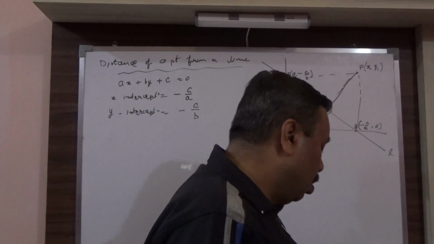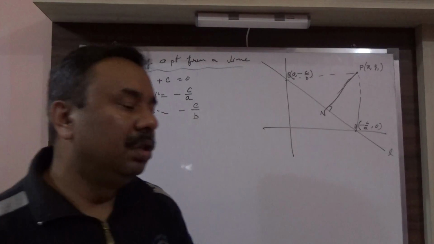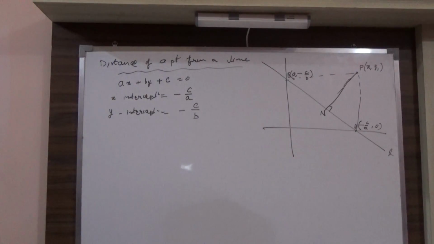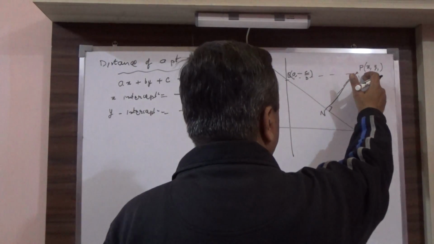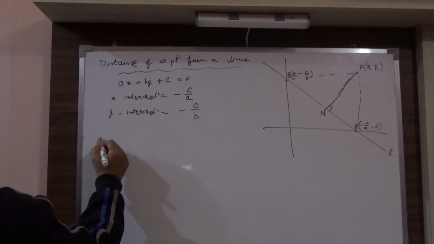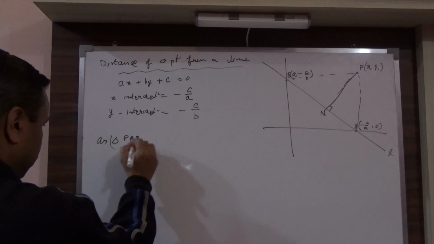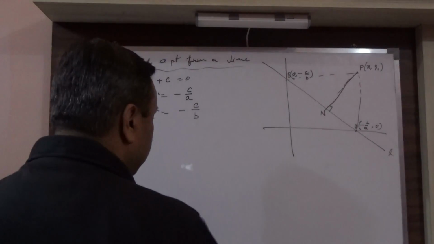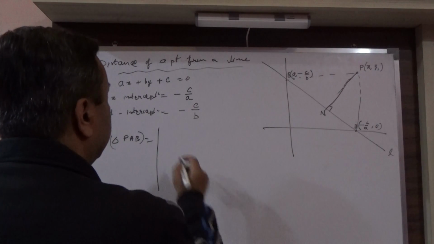You know how to find the area of a triangle when all the coordinates are given to you, by using the determinant method. So I have got the coordinates of this one, this one, and this one. So now the area of triangle PAB, in determinant form, what do we get?